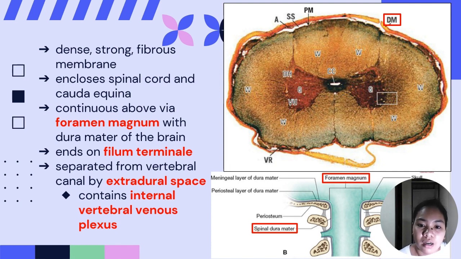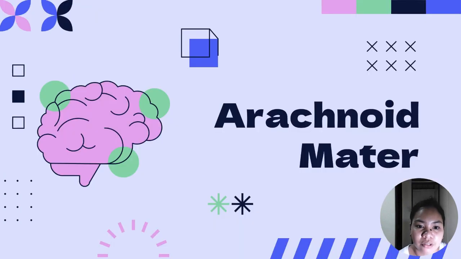The dura mater of the vertebral column is continuous with the dura mater of the brain, and it ends at the filum terminale. It is separated from the vertebral canal by the extradural space, which contains the internal vertebral venous plexus.